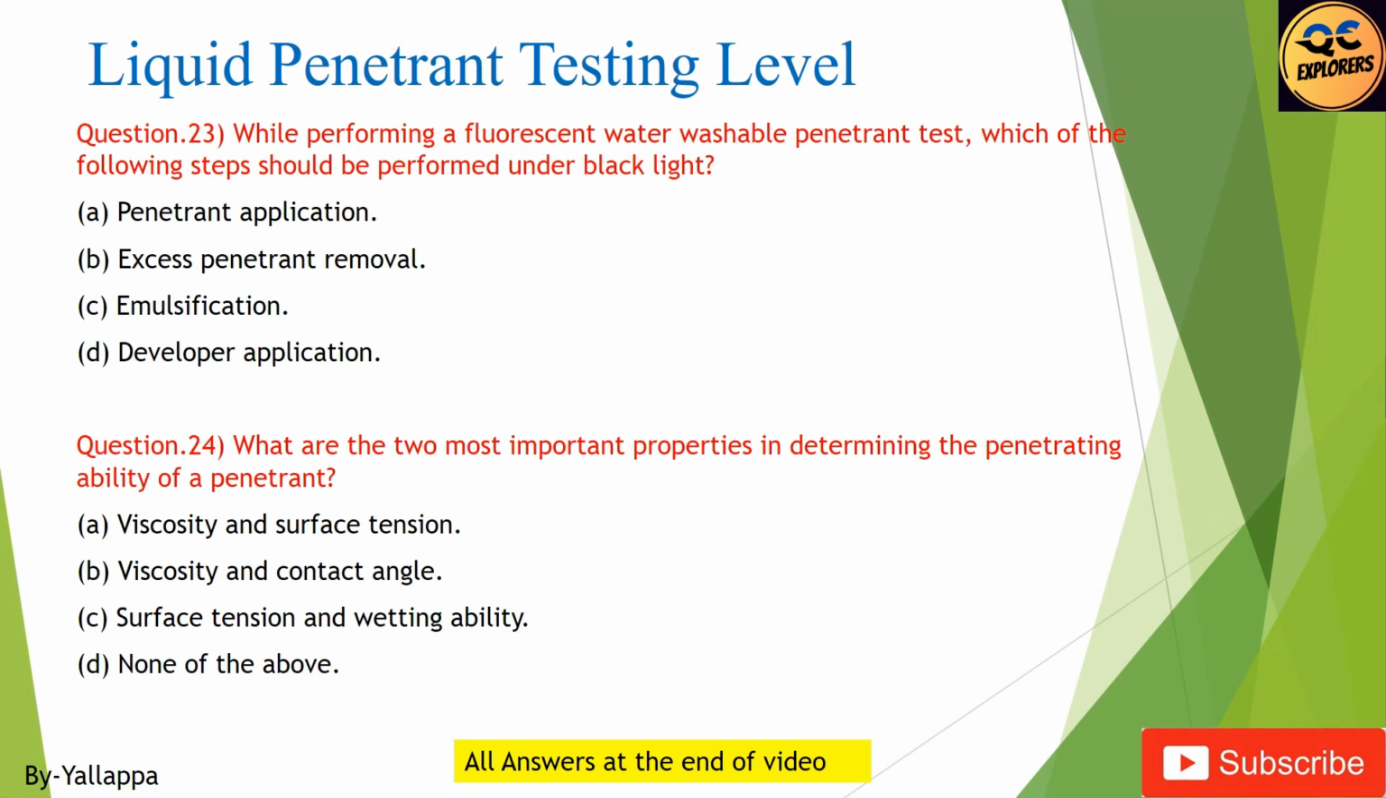Question point 23. While performing a fluorescent water washable penetrant test, which of the following steps should be performed under black light? Penetrant application, excess penetrant removal, emulsification, developer application. Question point 24. What are the two most important properties in determining the penetrating ability of a penetrant? Viscosity and surface tension. Viscosity and contact angle. Surface tension and wetting ability. None of the above.